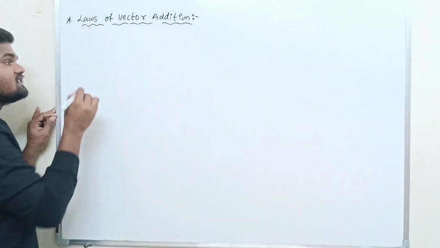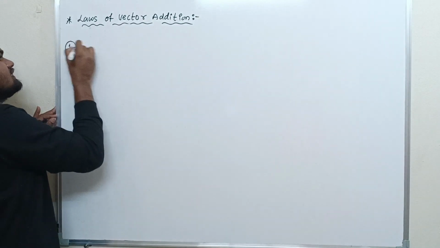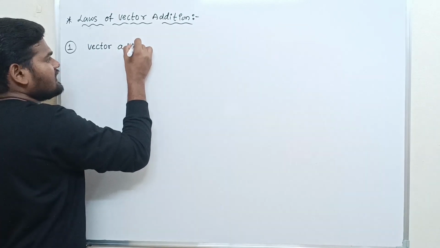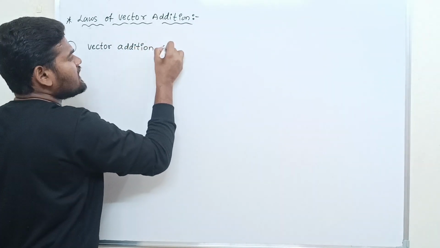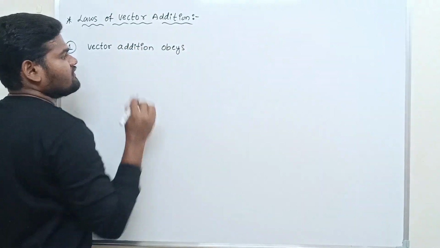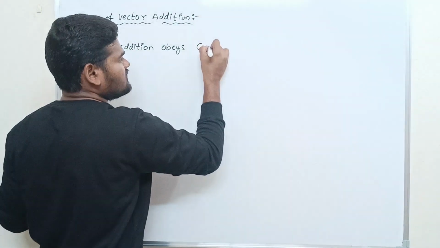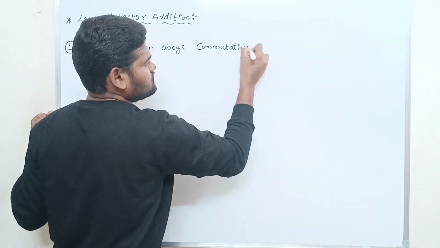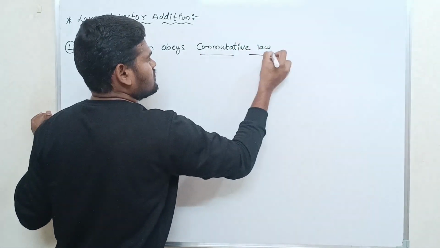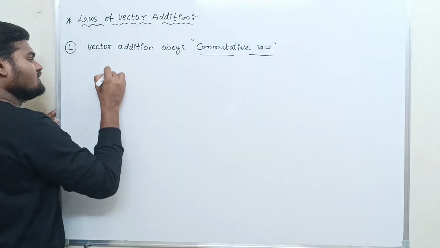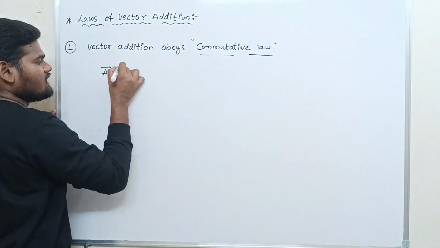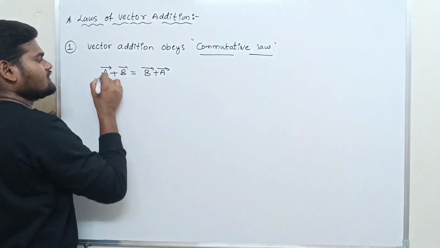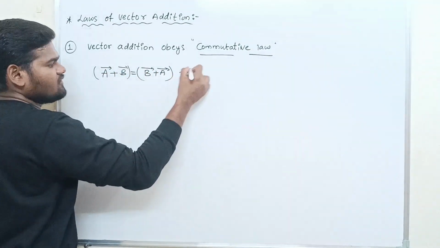The first one: vector addition obeys the commutative law. Commutative law means a bar plus b bar is equal to b bar plus a bar. So vector addition obeys the commutative law.